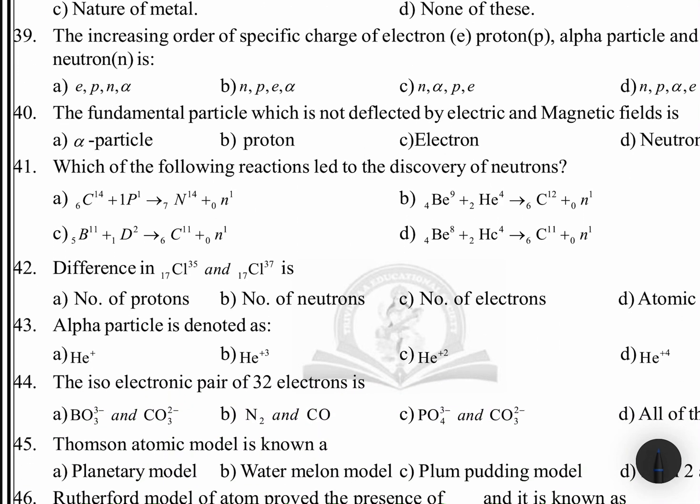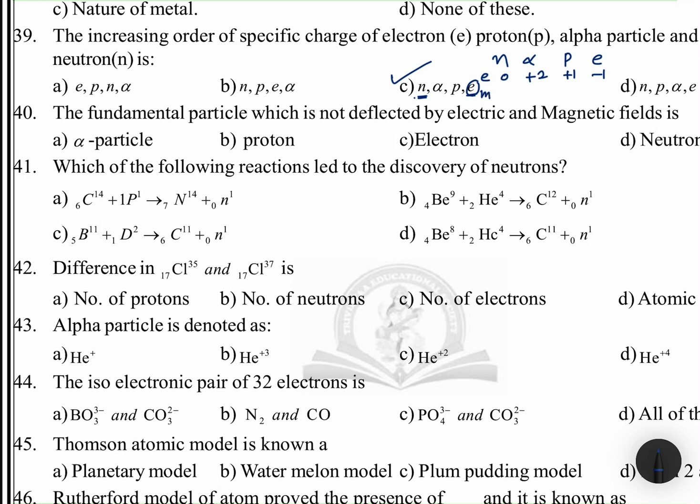The increasing order of specific charge of electron, proton, alpha particle and neutron. This is a very, very standard question. Increasing order: N, alpha, P, e. Neutron has no charge, so that is least. Electron has one charge and mass is very minimal, that's why it is strongest. You can take it like this: neutron, charge 0. Alpha particle, charge +2. Proton, charge +1. Electron, charge -1, magnitude is 1, you can consider.